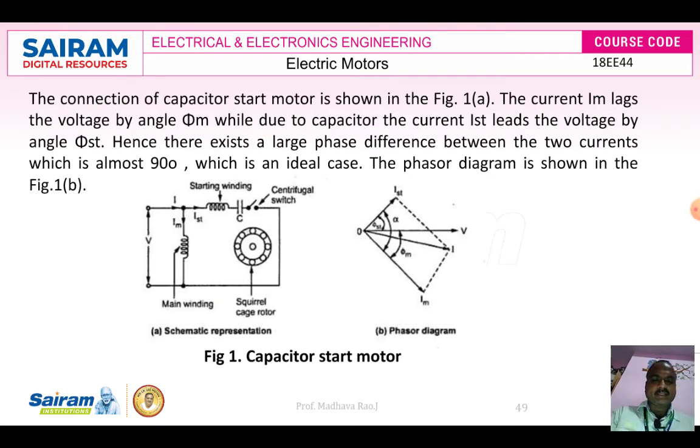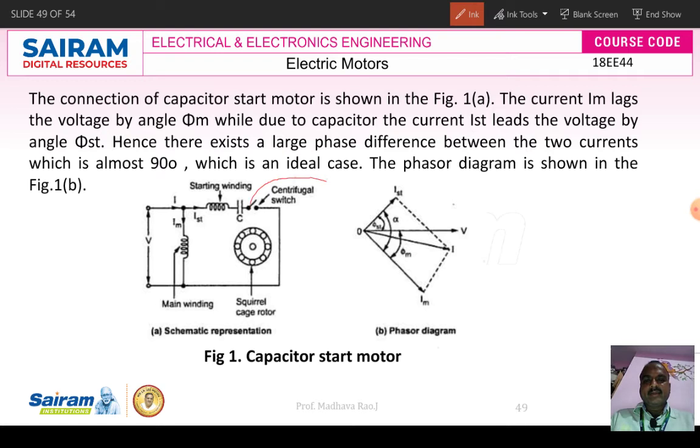Here we can see the capacitor start motor, which consists of a centrifugal switch. In this diagram we can see a centrifugal switch connected in series with the auxiliary winding, that is, the starting winding. In the phasor diagram you can see the current IM lags the voltage V by an angle phi m, and the auxiliary winding current is IST.